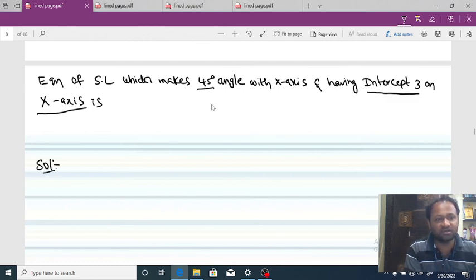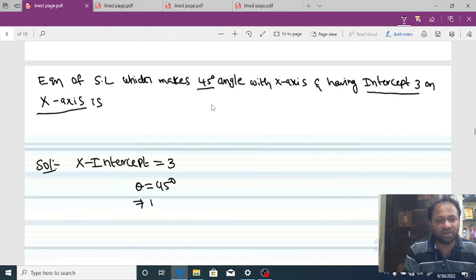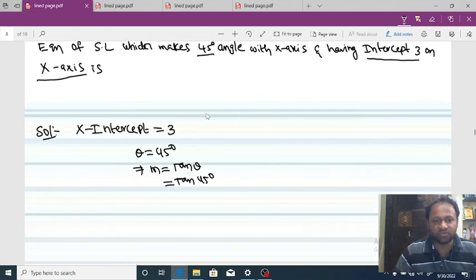How can we start? The x-intercept is given. So the x-intercept is equal to 3. As well as theta is equal to 45 degrees, same as before. Whenever theta is equal to 45 degrees, what is the slope? m is equal to tan theta. m is equal to tan 45 degrees. So 45 degrees means 1. I got the m value as 1.